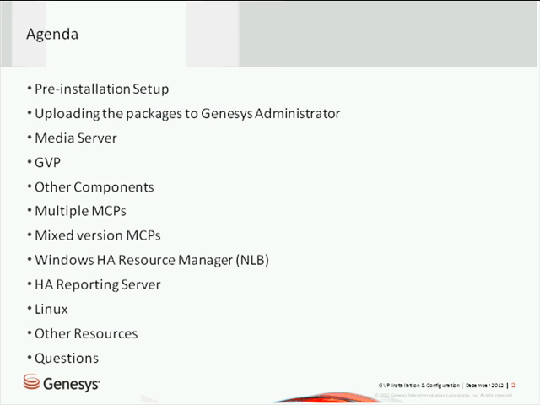There's a section on installing multiple MCPs, which is useful if you have to use the GVP interpreter, since that is not supported on 8.15. So you have to have a mix of 8.14 and 8.15, which moves on to the mixed version of MCPs. I will be talking about the NLB version of the Windows High Availability Resource Manager, a bit about the High Availability Reporting Server options, and some other information about Linux, as most of this presentation is fairly Windows-centric. And then we list some of the other resources and have our question period.